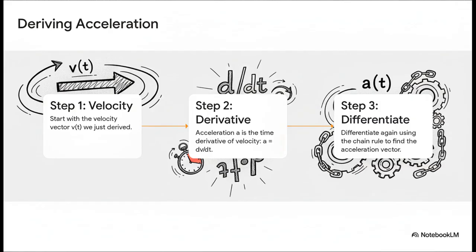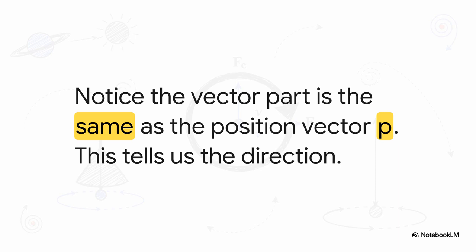To find the acceleration, we just do the same thing again. We take another derivative. We'll differentiate our velocity vector with respect to time. We apply the chain rule one more time, another 2 omega pops out, and that gives us this final expression for the acceleration vector.